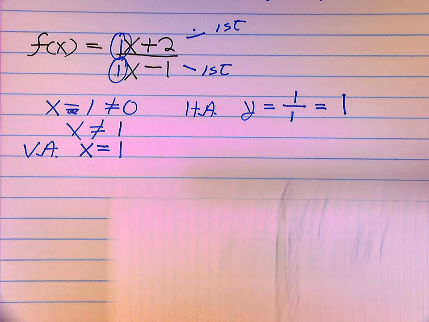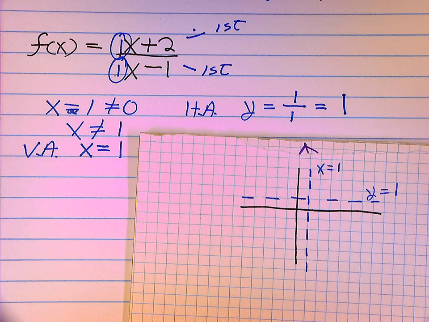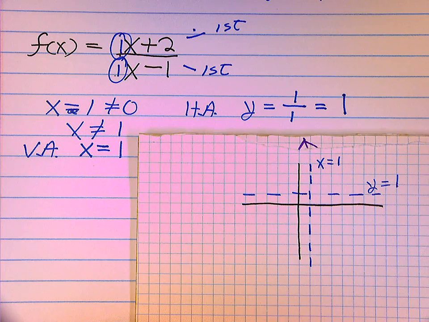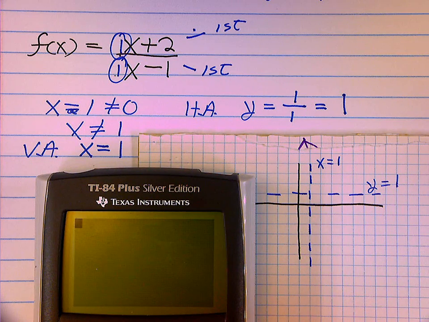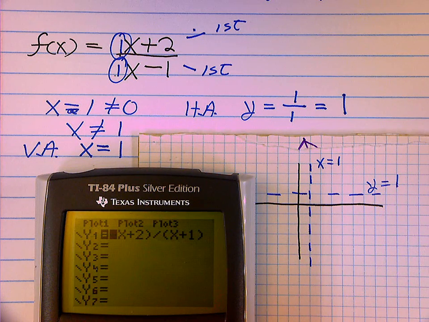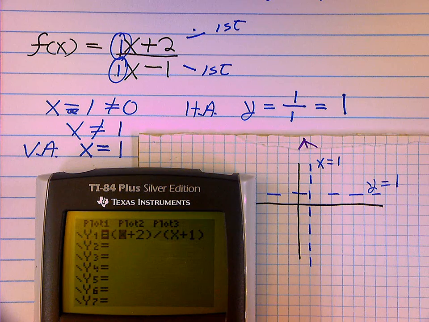Now, let's take a look at what I have so far. At x equals 1, I have a vertical asymptote. At y equals 1, I have a horizontal asymptote. I'm going to bring my calculator in, plug in y equals, and plug in the formula, the quantity x plus 2 divided by the quantity x plus 1, x minus 1.